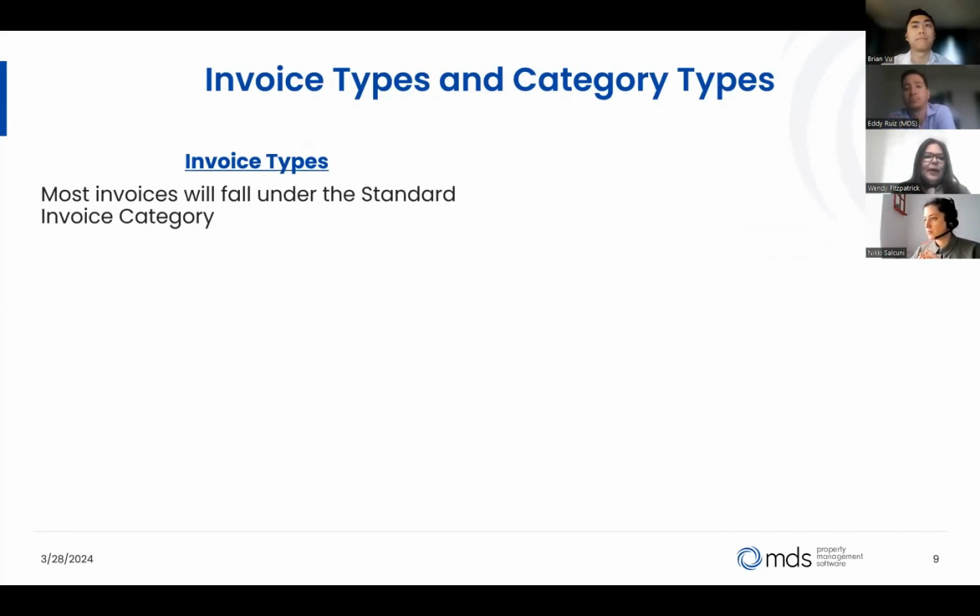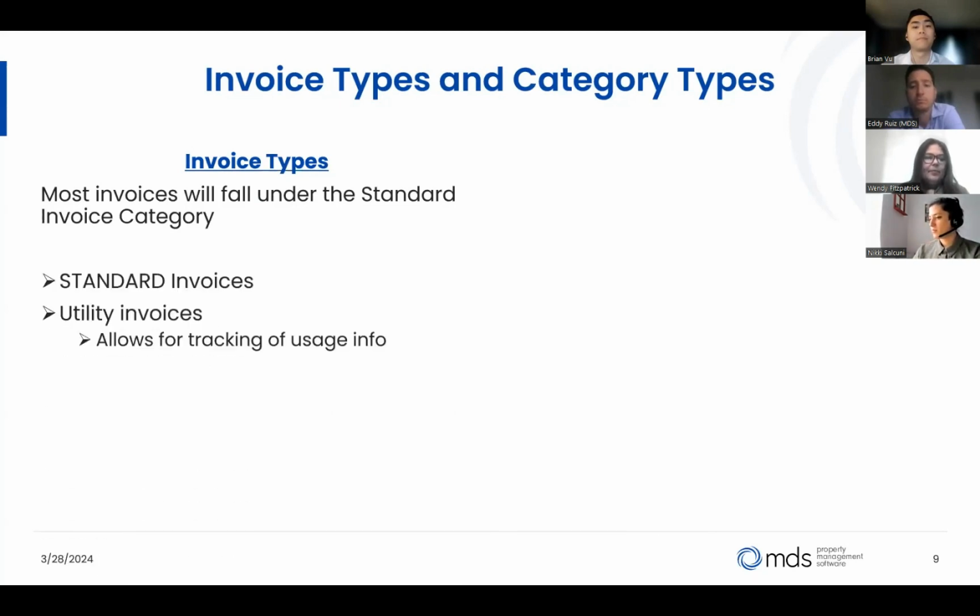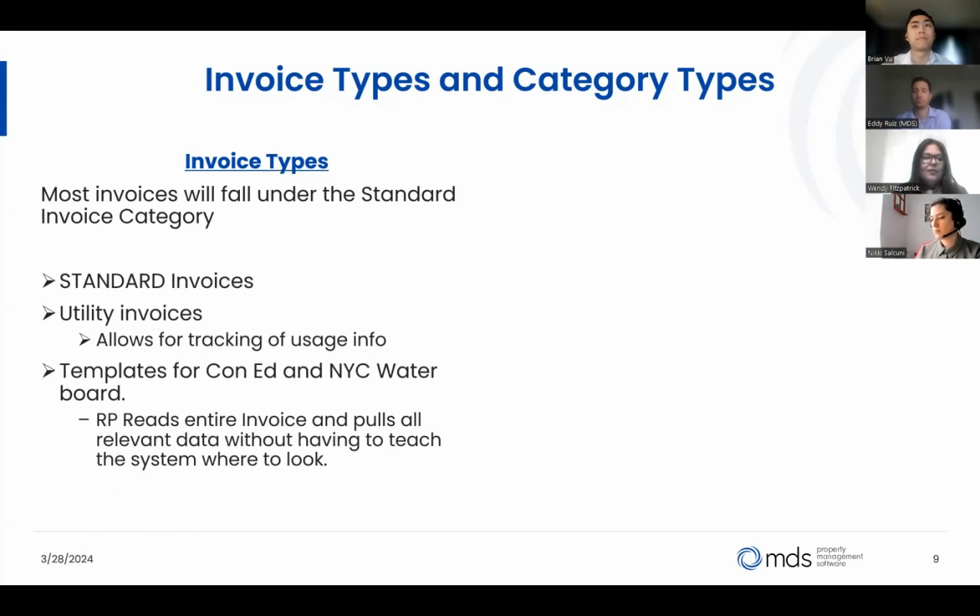There are a few different invoice types in the system. The most common will fall under the standard invoice category. But we also have utility invoices, which allows for tracking of the usage information. And we talked about the templates for Con Ed and New York City Water Board as an example. And then the second type is a category type.